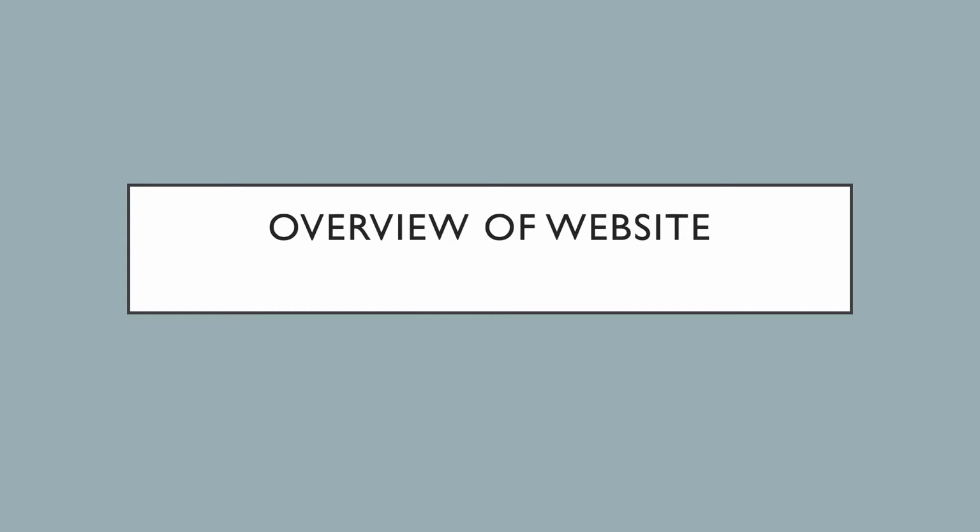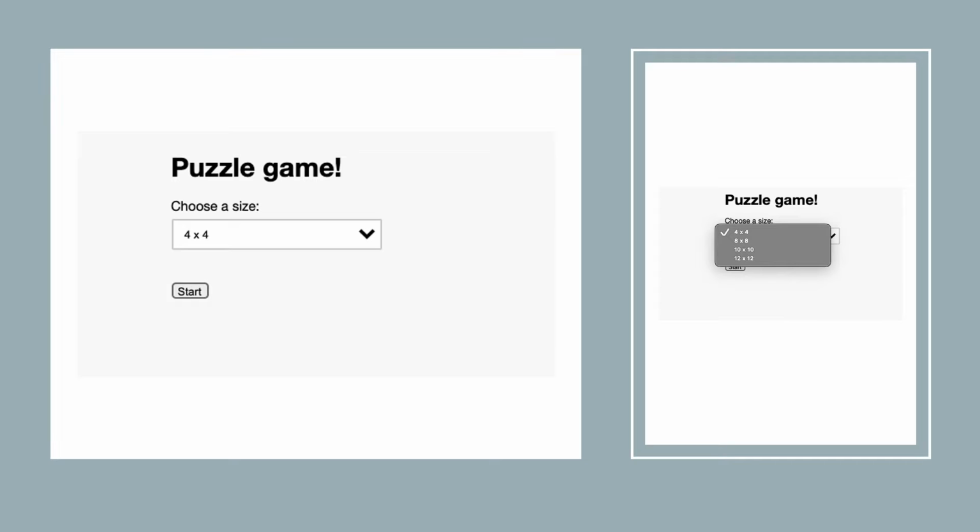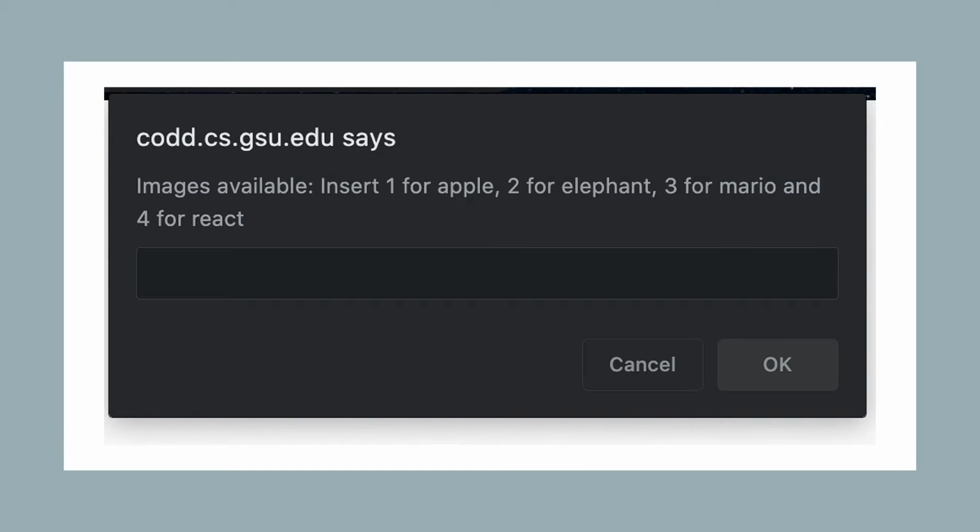Just a brief overview of the website. Upon landing on the main page, we have our puzzle game, and we're shown a selection to choose a size that'll drop down a menu, and we can choose from 4x4, 8x8, 10x10, and 12x12. Upon clicking one, we'll be alerted that we can also select either 1 for Apple, 2 for Elephant, 3 for Mario, and 4 for React, and it'll display a background image corresponding with the actual puzzle.